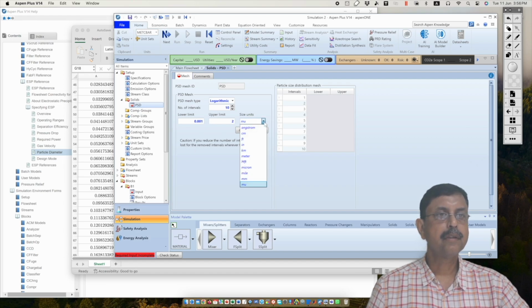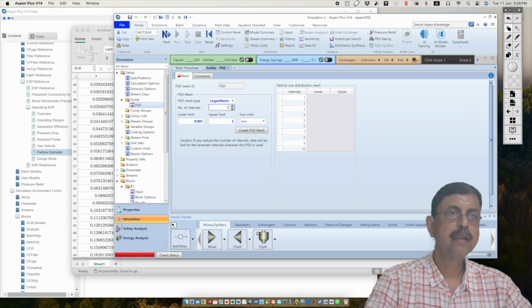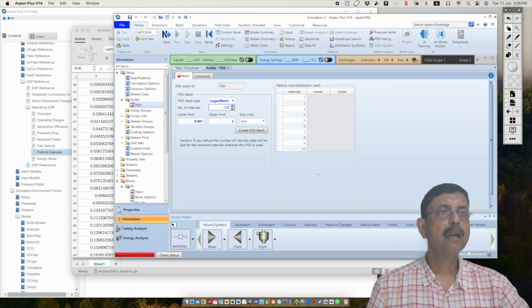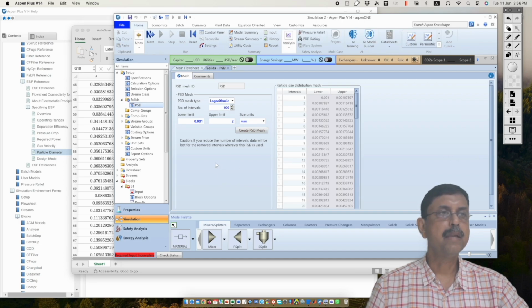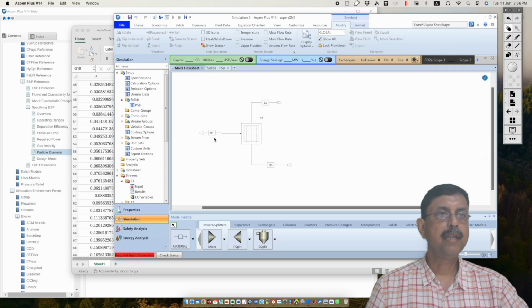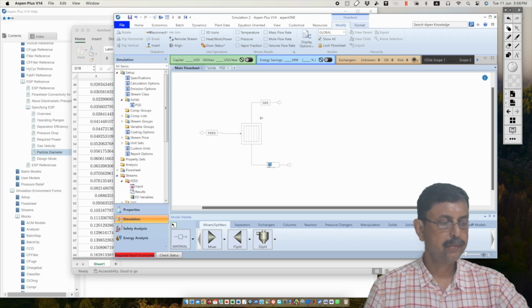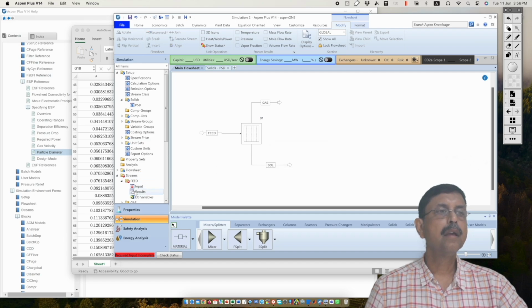So it is 2 millimeter and 100 intervals, right? Create PSD mesh. Now let us go to the stream. First, let us rename the stream. So it is feed stream, it is gas stream, and this is solid stream.